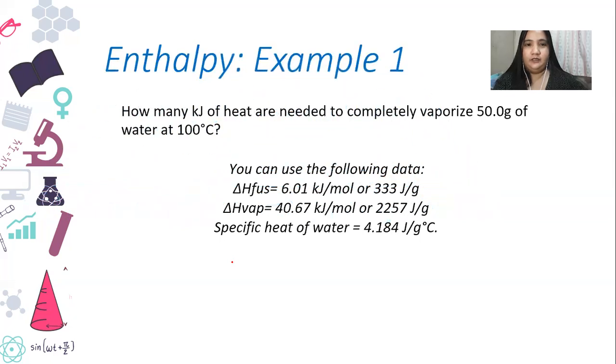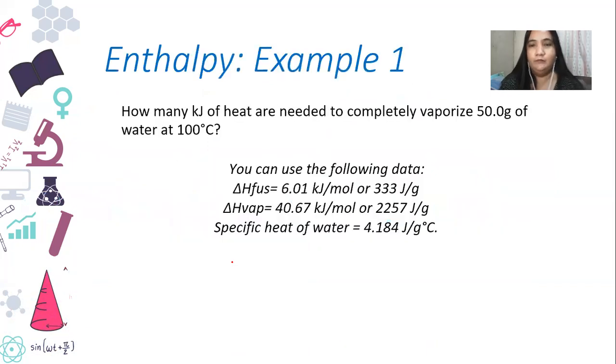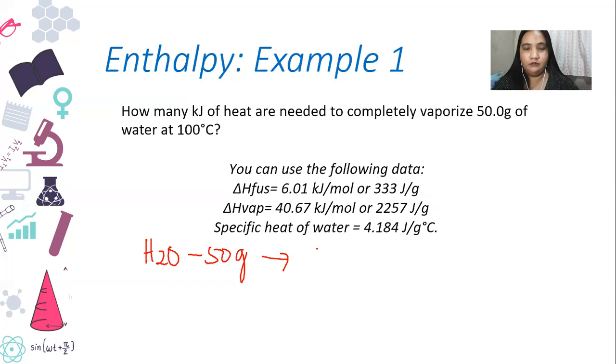Okay, let's have two problems. How many kilojoules of heat are needed to completely vaporize 50 grams of water at 100 degrees Celsius? So this is just unit conversion. First, understand that it's water, and we have 50 grams of water. For water, in moles, because that's H2O, let's get the molar mass: H is 2 times 1, then oxygen is 1 times 16. So this is 18 grams per mole.